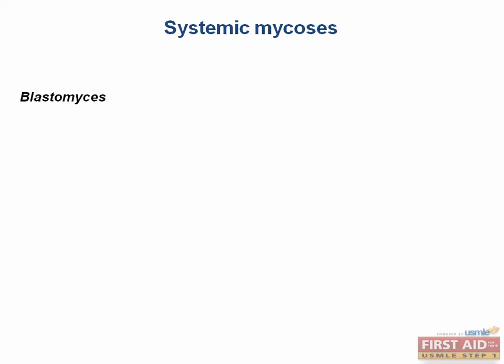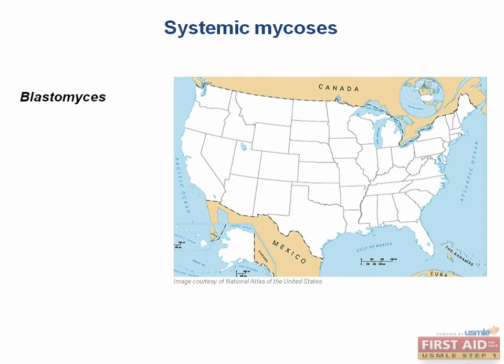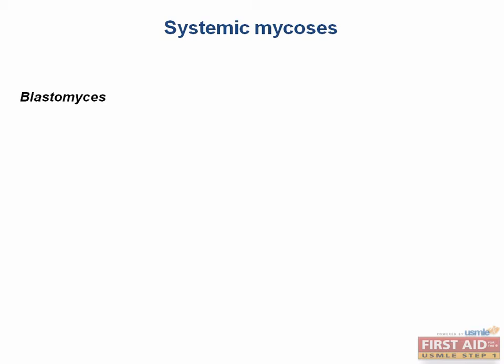Next is blastomyces. This fungus is endemic to the center part of America and the states east of the Mississippi River. This is the rarest of the fungi to affect humans, but it's definitely the most severe if you're unfortunate enough to get it. Do you remember the three key systems affected by blastomycosis? Well, I'll tell you. There are the bones, the lung, and skin.